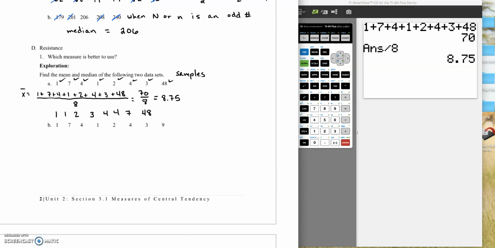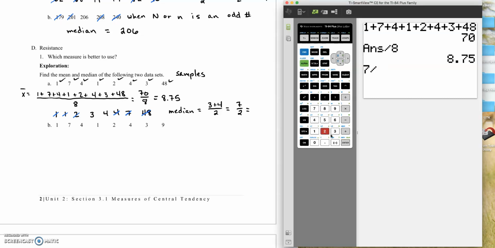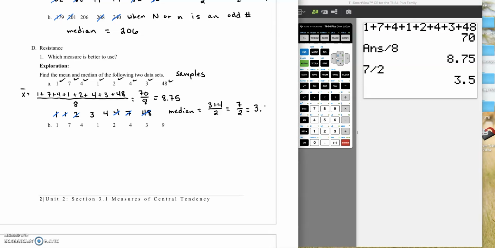So if we do our crossing off from either end, 1 and 48 are gone, 1 and 7 are gone, 2 and 4 are gone, so we're left with 3 and 4. So the median is 3 plus 4 over 2, which is 7 over 2. And if you put 7 over 2 in the calculator, we get 3.5.